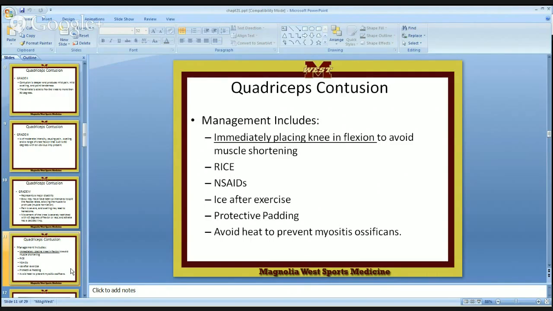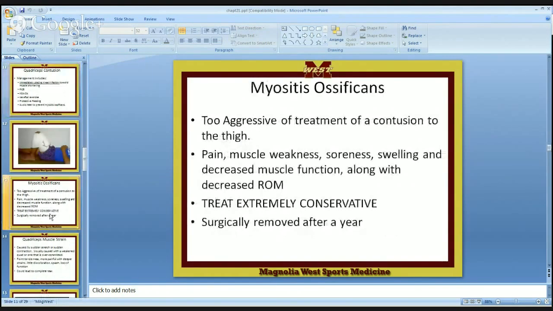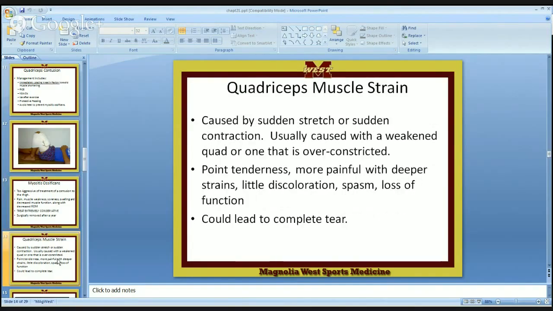All right. Let's go. Slide 13. Talking about myositis ossificans. So we're talking about treatment, where it says on the bottom there, surgically removed after a year. That's a true-false question. So know that it's after a year, not 6 months.